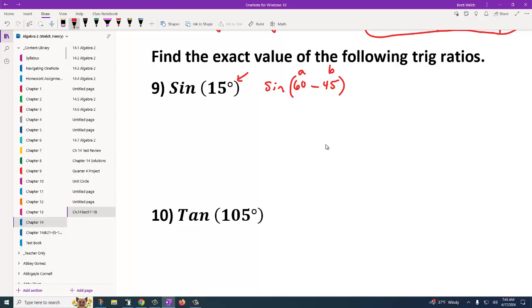Now hopefully you wrote down these formulas on your circle, but if you don't have them written down, does anybody remember the formula for sine of A minus B? Sine of A times cosine of B. Is the sign supposed to match or be different? It matches with the sine rule. Then it's cosine of A sine of B.